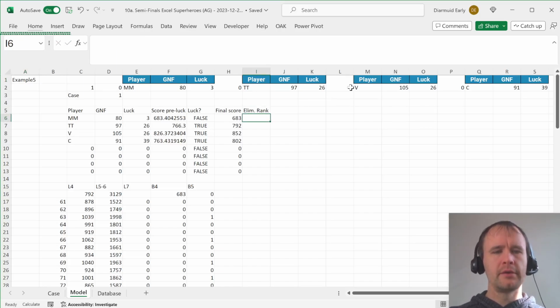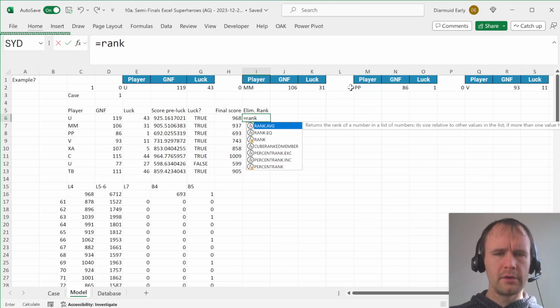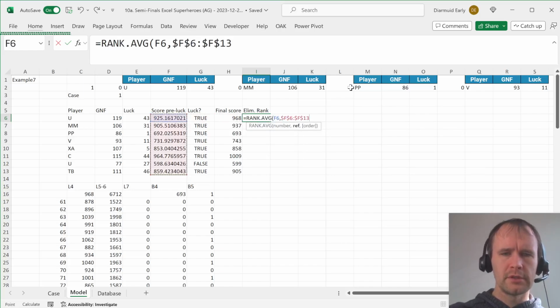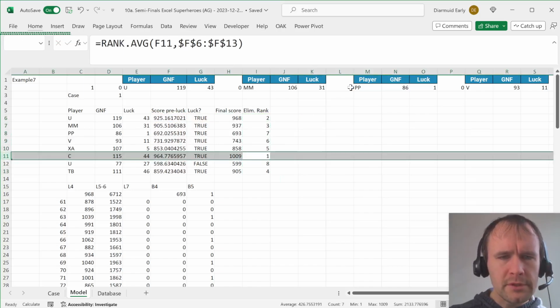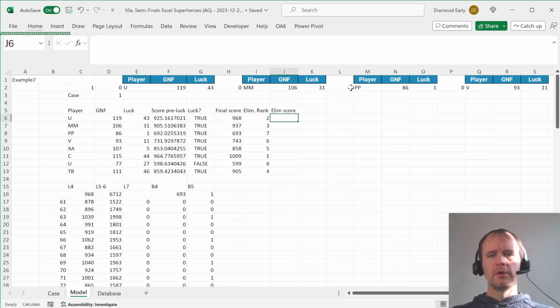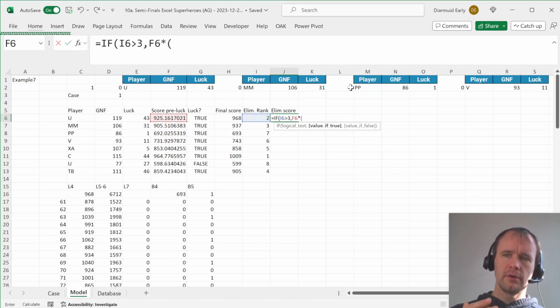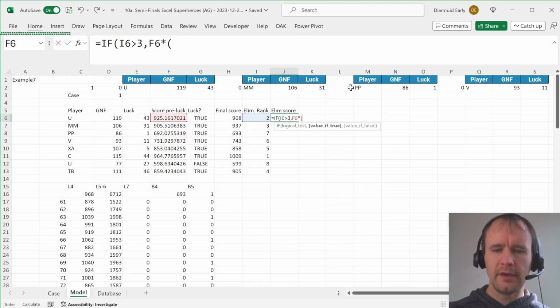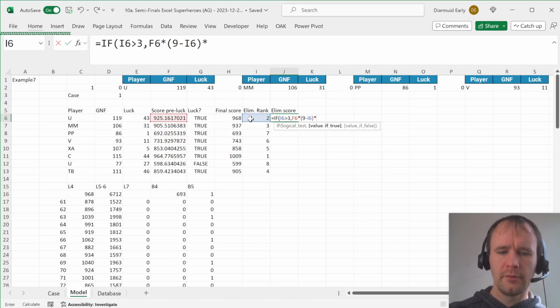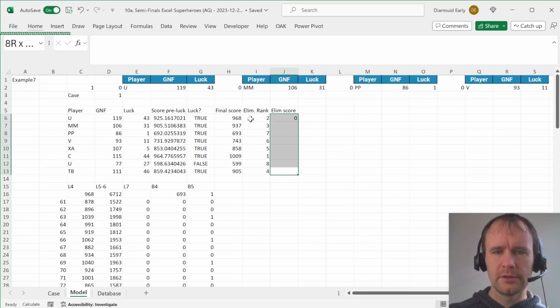So I'm just going to do elimination rank, and that's going to be, let's go to example 7. So this is going to be rank. There are no ties, I'm pretty sure it said, of this number in this reference. So this, yeah, so higher is better. So then elimination score, that's going to be if this is greater than 3, then you're eliminated. And if that is the case, then you get your score times, so let's see, if you're 8th place, you get 1 5-minute block, and then each place you move up, you get another 5-minute block, so it should be 9 minus your rank times 5 divided by 30, otherwise 0. I think that's right, but let's just check it's working.